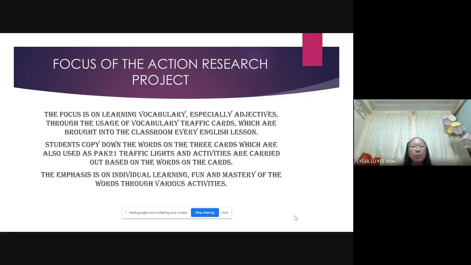So every time I will bring the cards into the classroom, and at the beginning of the lesson, when there is some time where the teacher is setting up the LCD or laptop, or distributing the teaching aids like mini whiteboards, students will use that time to copy down the words in the cards, 3 cards, so 3 words, in their vocabulary notebook. Okay, so the emphasis of this project is also to make learning fun. It's individual, but at the same time fun and interesting.